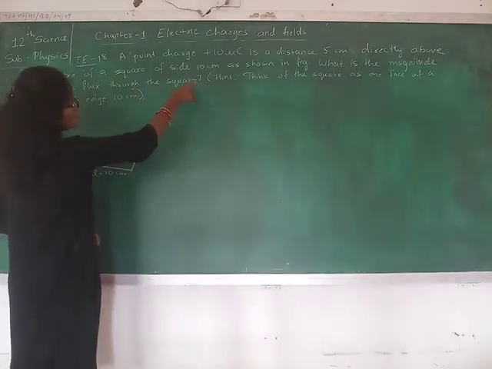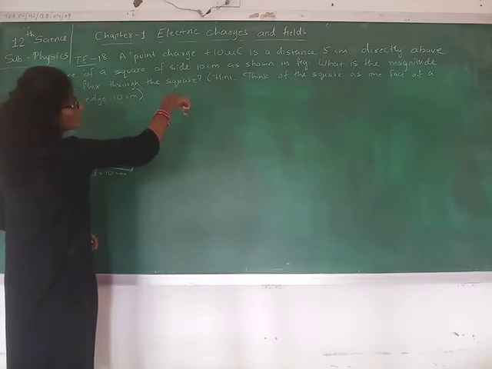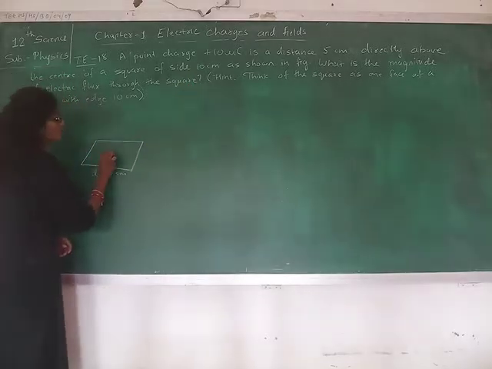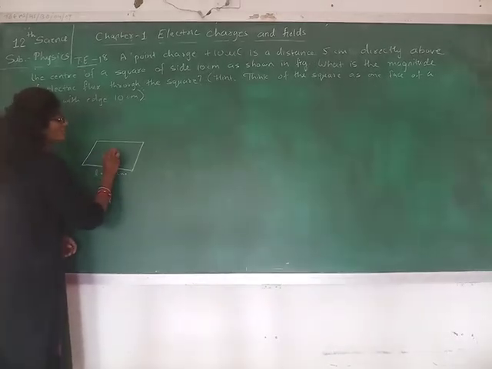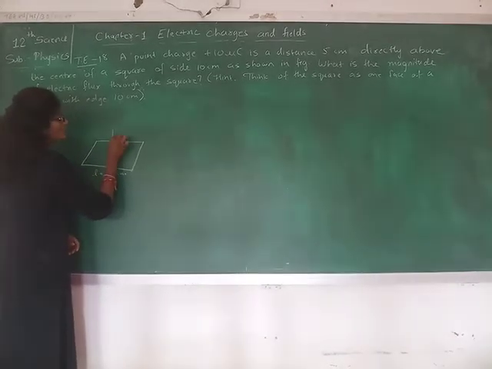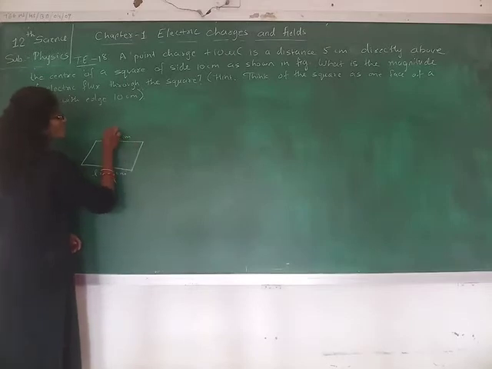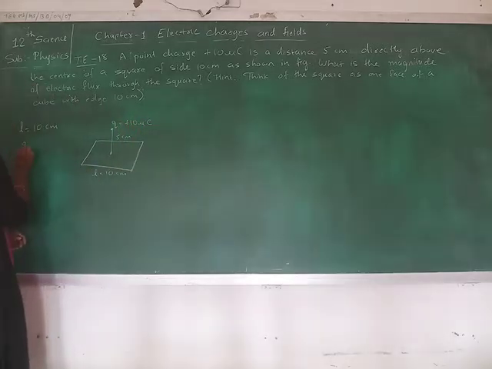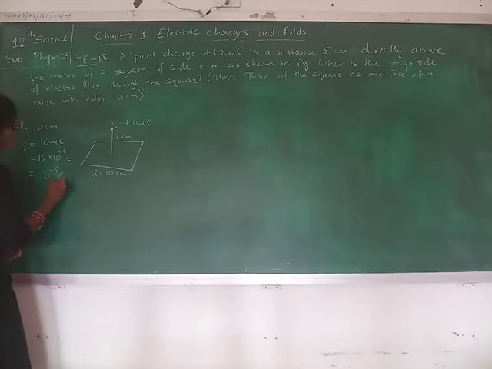A point charge plus 10 microcoulomb is at a distance 5 cm above the center of the square. That means from the center of the square, above it 5 cm away, there is a point charge of plus 10 microcoulomb. So let us consider over here Q equals 10 microcoulomb. We are having a positive charge. Micro means 10 raised to minus 6, so the charge is 10 raised to minus 5 coulomb.